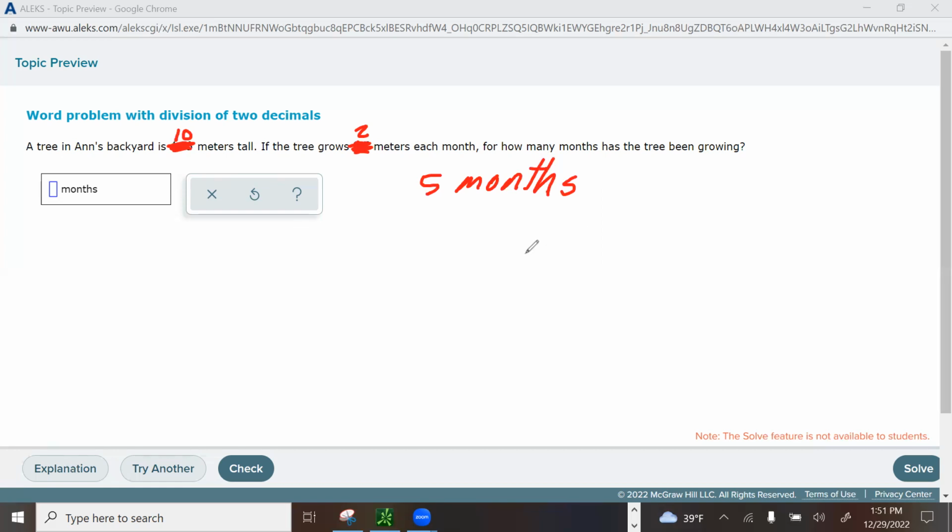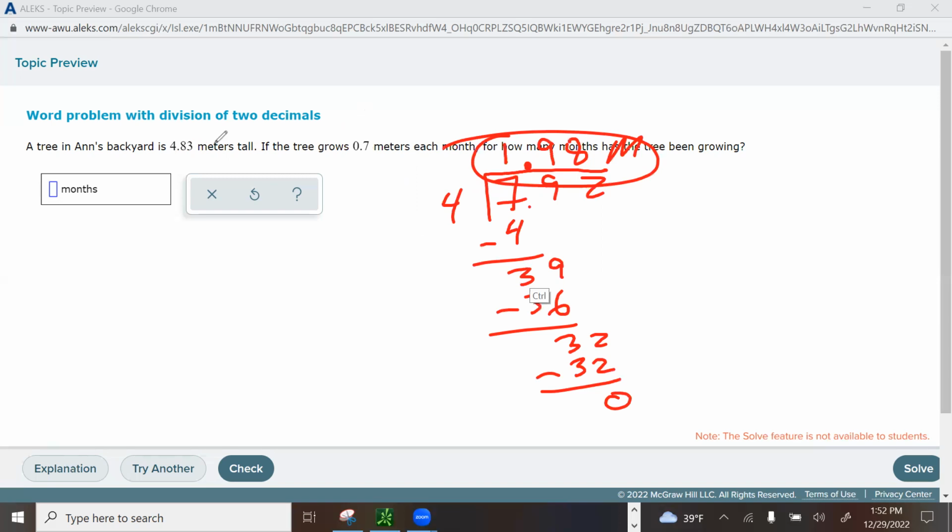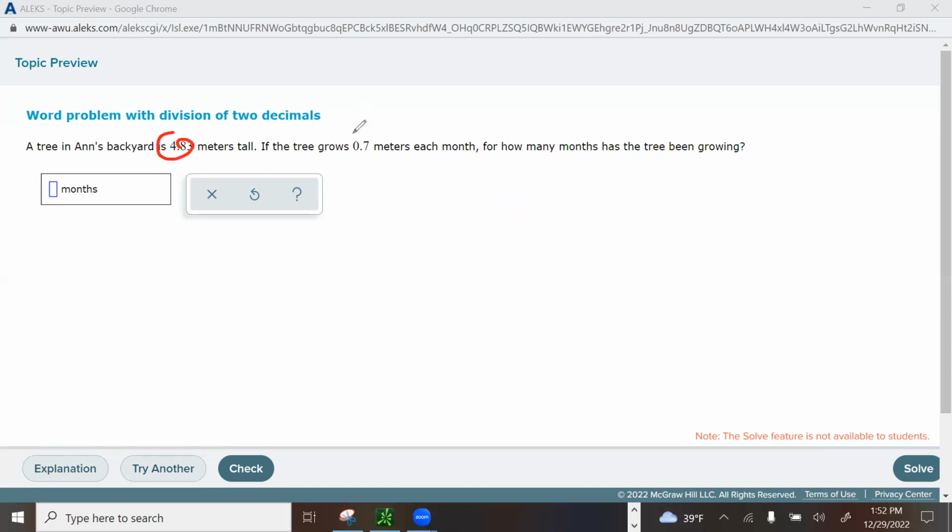But how do you get 5 months? That's what you have to ask yourself. How did I get the 5? And your explanation can't include the number 5. You can't just say, well, 5 goes into 10 2 times. You can't use the number 5 in your explanation. You have to say, well, that number divided by that number gives me that. So that means that number divided by that number would give me the answer. And I just do the exact same thing.